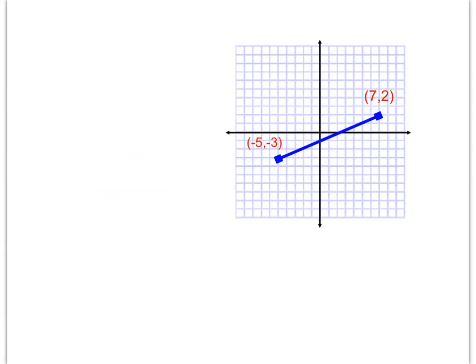Okay, you guys look at this one right now. Why don't you go ahead and find the distance. Find the distance from -5, comma -3 to 7, comma 2. If it's helpful, draw in the right triangle, and count the spaces if you need to.